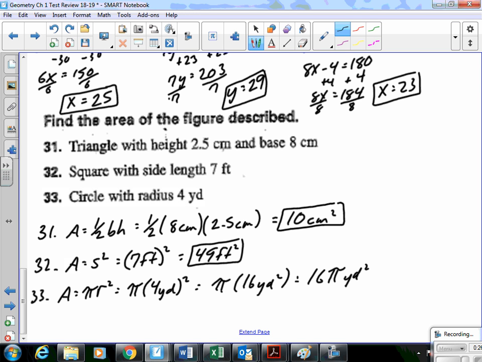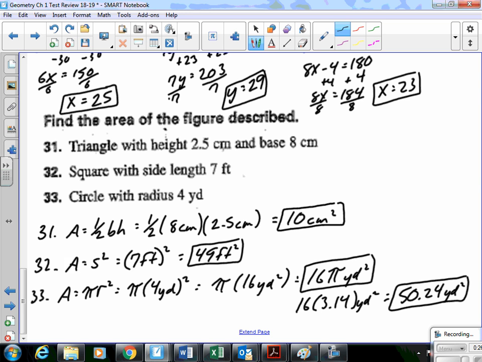Some examples may ask you to use 3.14 for pi. Go ahead and give a numeric value to that answer. Which, if that's the case, then we would do 16 times 3.14 yards squared, which 16 times 3.14 would be 50.24 yards squared. So for this example, 16 pi yards squared would be good enough, but if it asks you to use 3.14, then you multiply the 16 by 3.14 to give you 50.24.